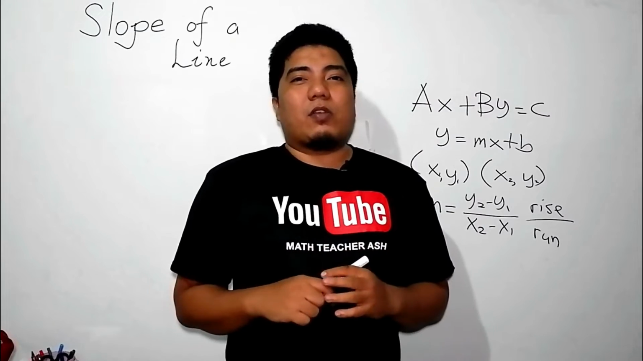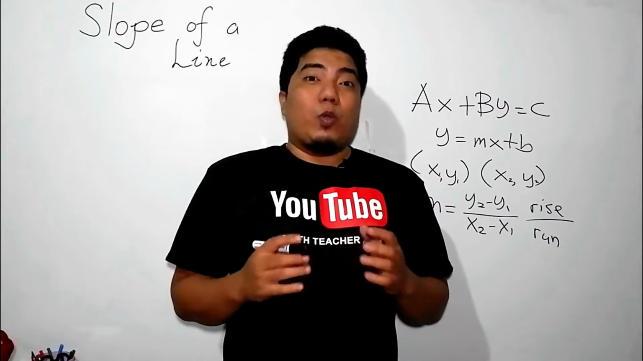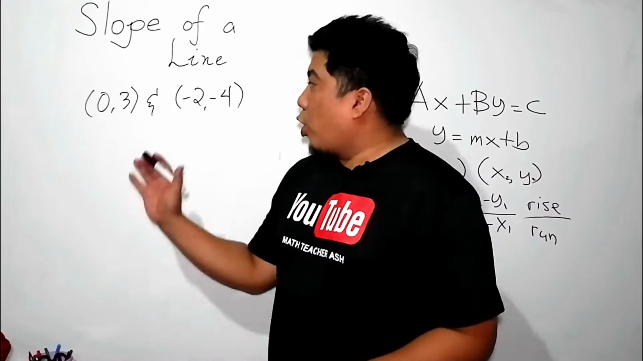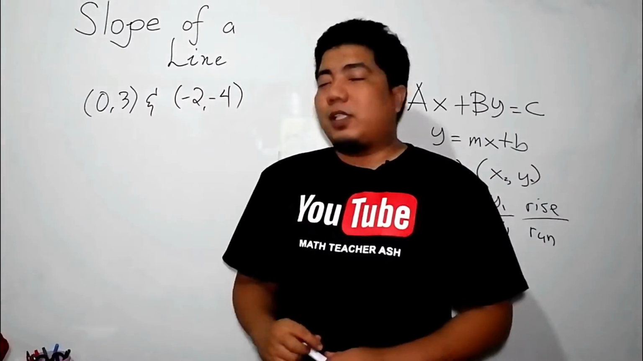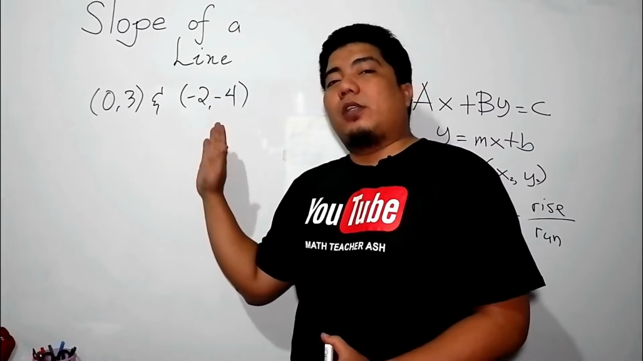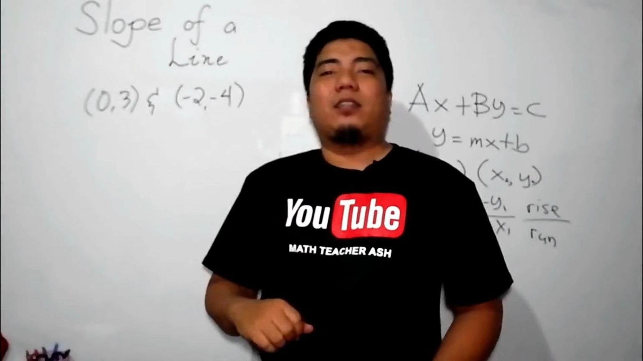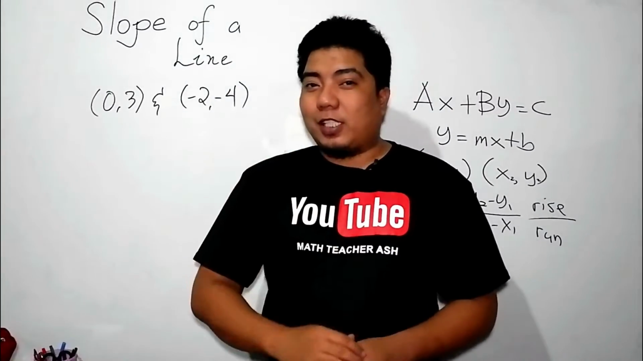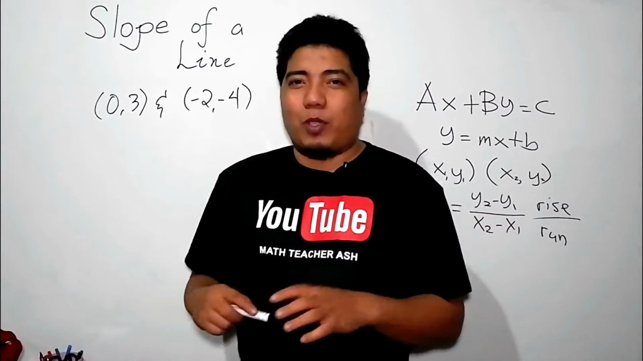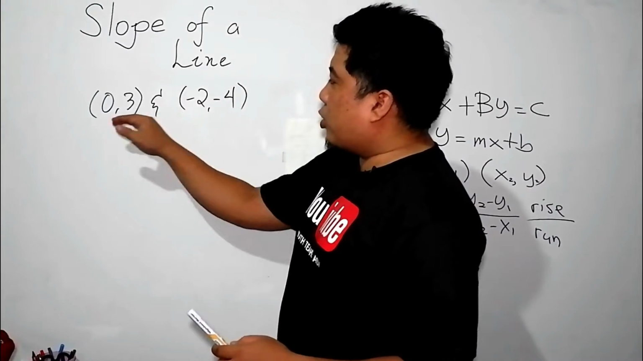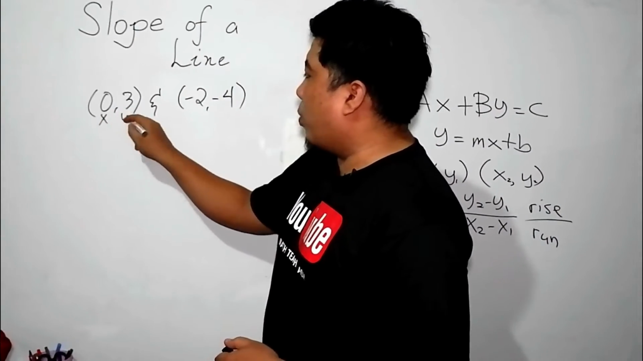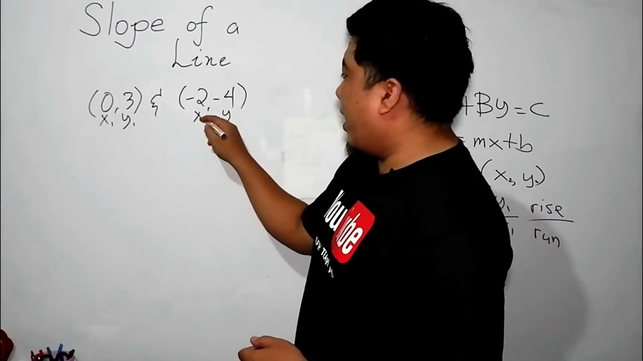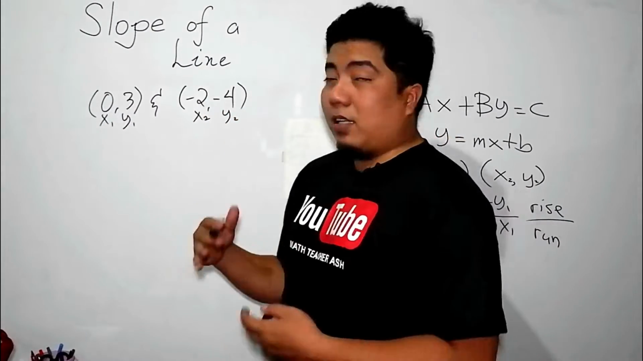So now, let us consider an example. What if you have a given which is 2 points? Okay, math learners, we have here an example, 2 points. Say that these 2 points are part of your line or part of the points of that linear equation. The question is, what is the slope of the linear equation? Remember that these 2 points represent x and y. The first is x sub 1 and the second is x sub 2.